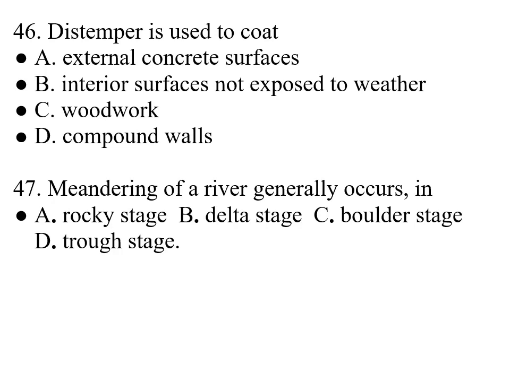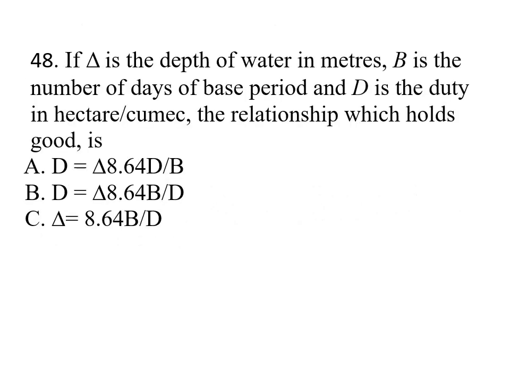47th question, meandering of a river generally occurs in. Option D, trough stage. 48th question, if delta is the depth of water in meter, B is the number of days of base period, and D is the duty in hectare per cumec, the relationship which holds good is. This is the most important question for all the competitive exams, okay? Answer is delta equals 8.64 into B by D.